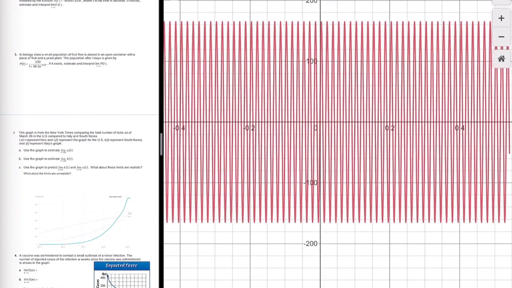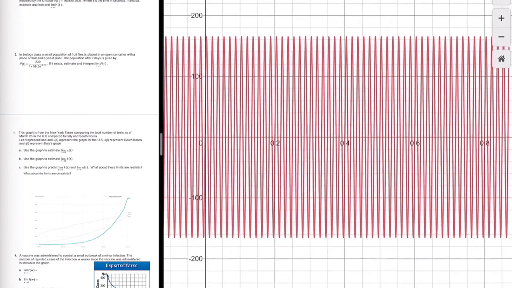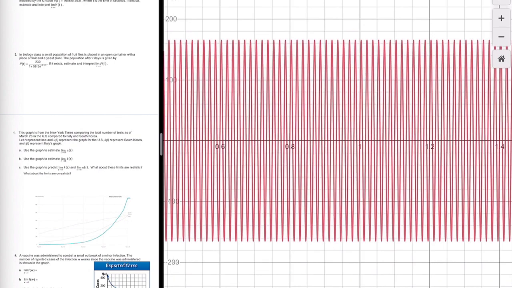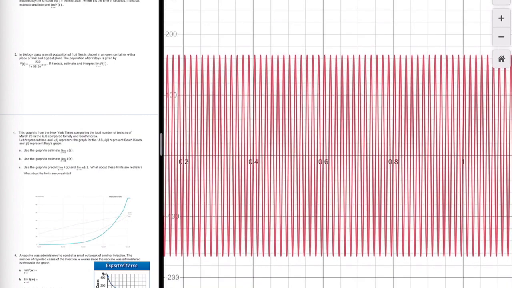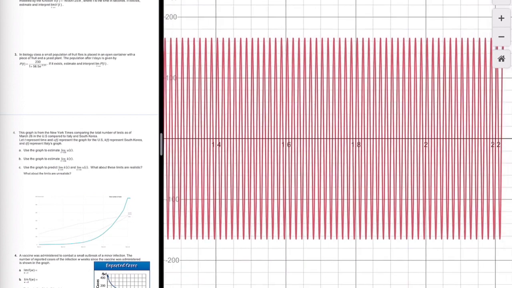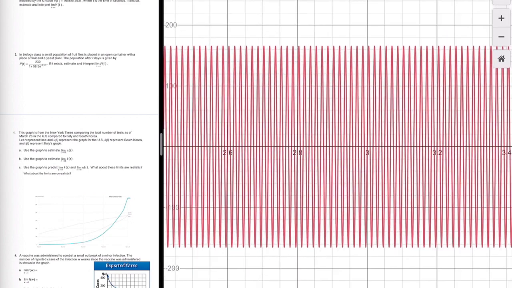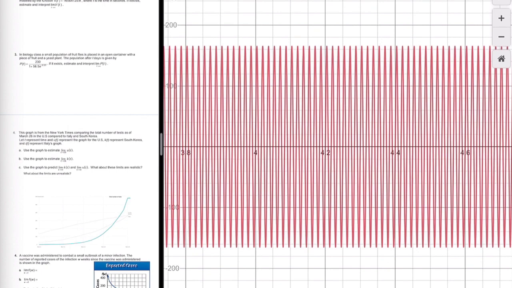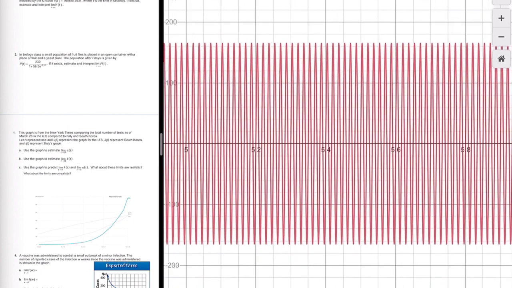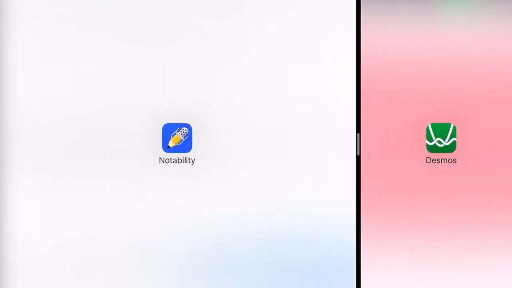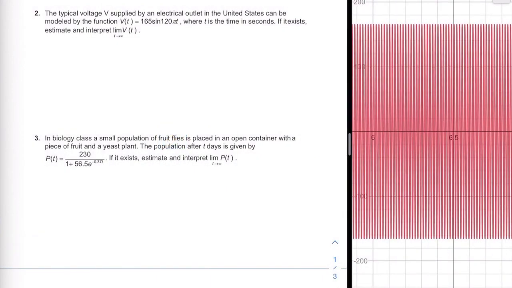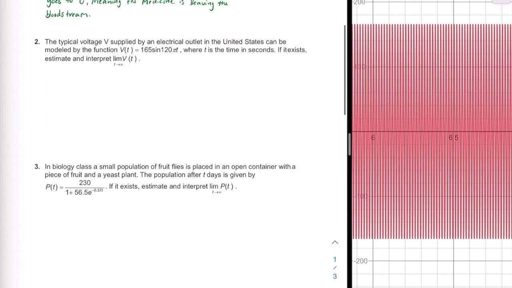We can see that it looks kind of like a spring. It's oscillating back and forth, and it is going back and forth between negative 165 and positive 165. And as we keep going, it's doing the exact same thing. So I could scroll like this forever toward positive infinity, but it's going to keep oscillating. And so what that concludes for us here is that this limit doesn't exist because it's oscillating.